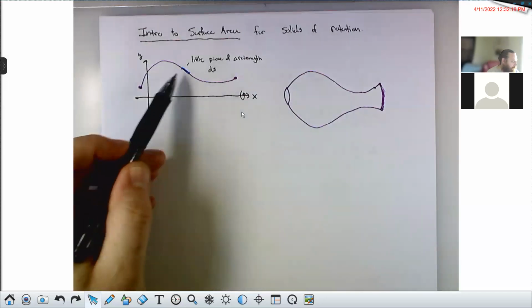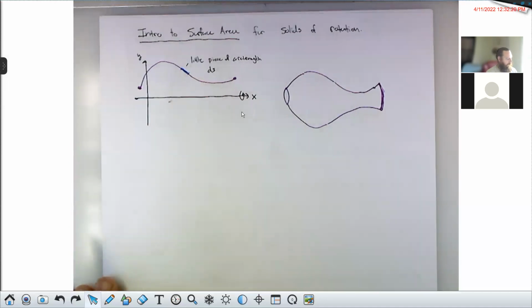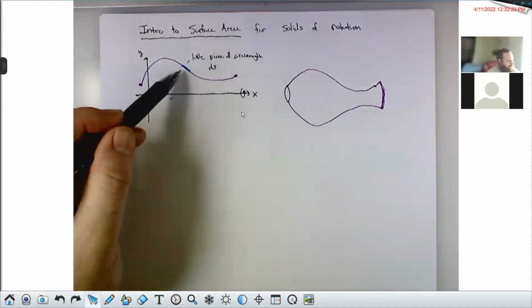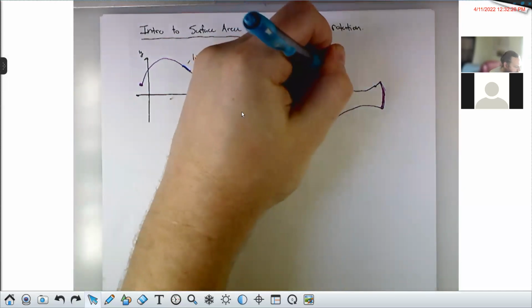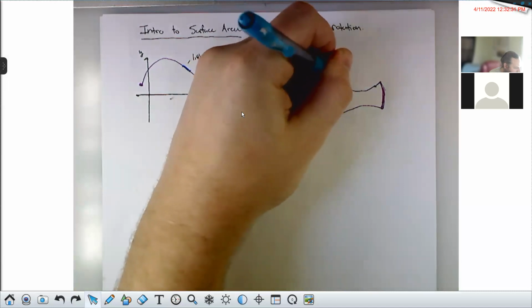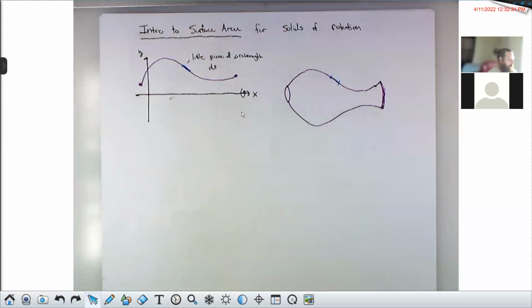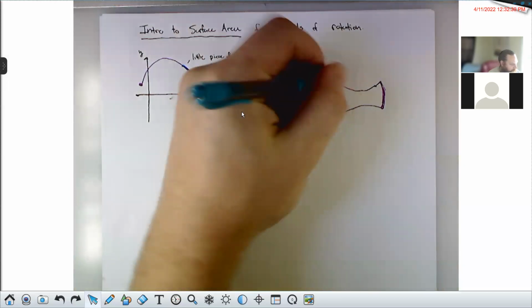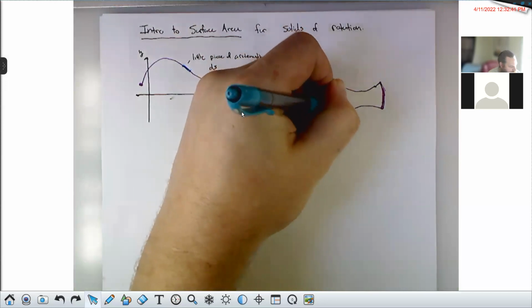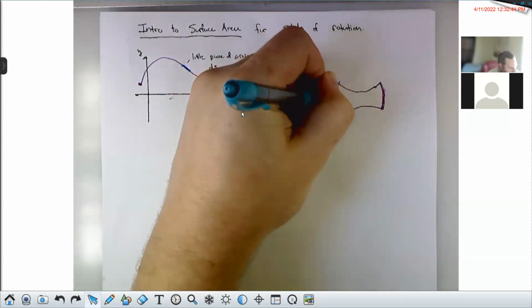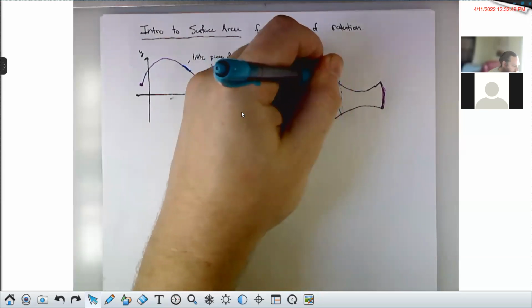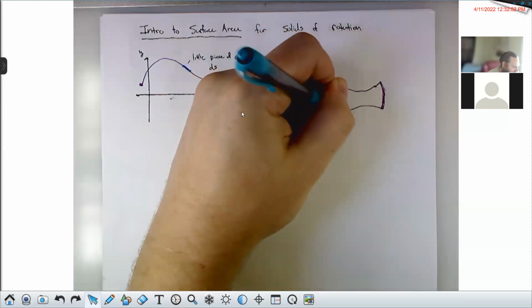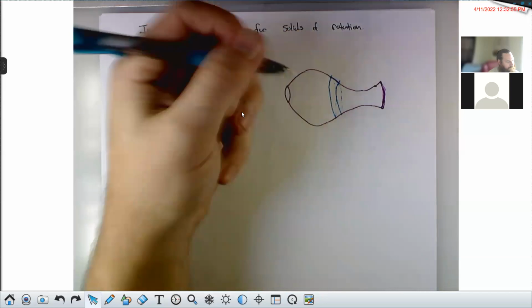But we're going to take just a little smidge of arc length here. And I'm going to see what happens if I rotate just that little smidge of arc length. So here is that little smidge of arc length in our solid on our surface. And if I were to rotate just that guy, it would produce a little band of surface area.